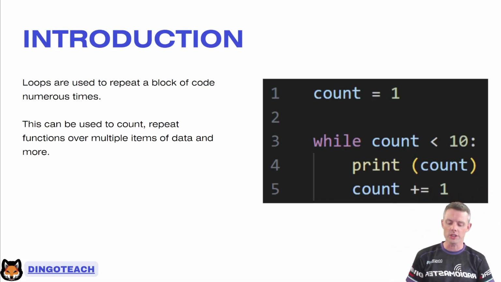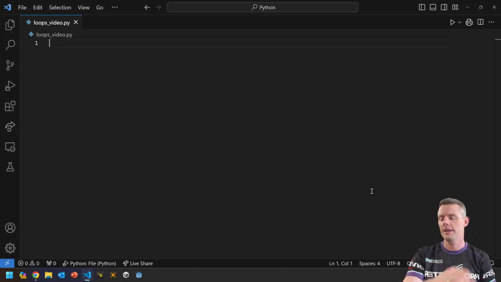So anytime you find yourself repeatedly doing something, or maybe you want to count from a low value to a big value or vice versa, or you want to go through lots and lots of data repeatedly, loops are for you. So to give you the quick example, let's jump over into Visual Studio Code. Let's write up this example and I'll talk you through what I'm doing at the end.